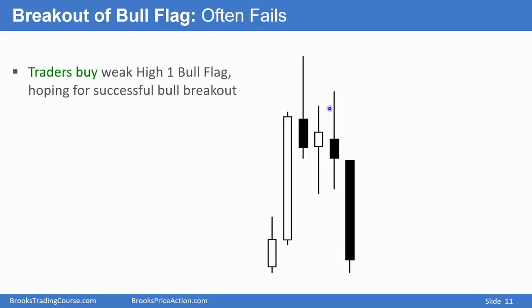So a lot of traders will buy on a stop just above the high of this bar, taking a chance that if the breakout is not successful, maybe we'll pull back for another bar or two, hold above this low, and then resume up with a high 2 or a high 3.